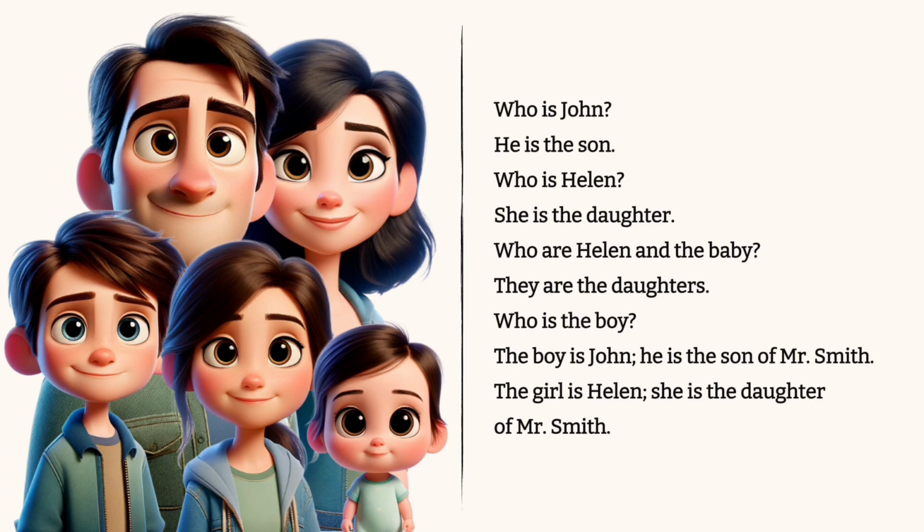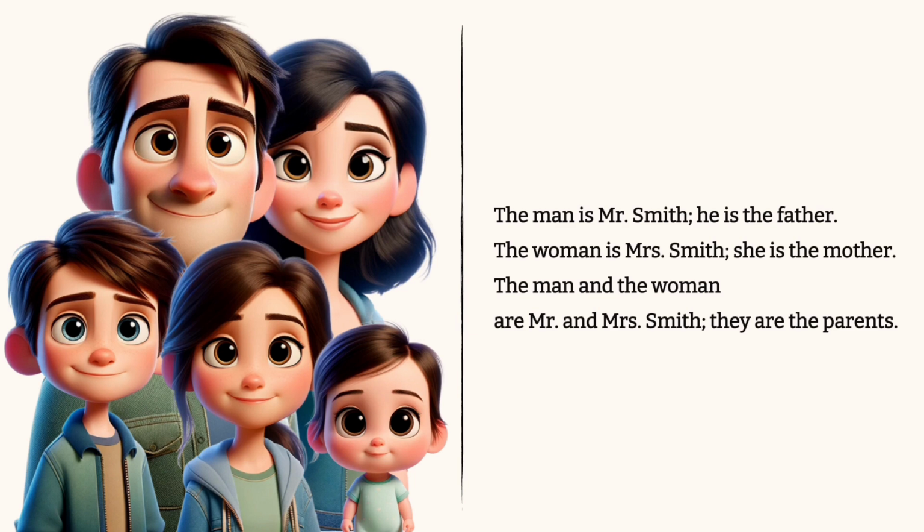Who is the boy? The boy is John. He is the son of Mr. Smith. The girl is Helen. She is the daughter of Mr. Smith. The man is Mr. Smith. He is the father. The woman is Mrs. Smith. She is the mother. The man and the woman are Mr. and Mrs. Smith. They are the parents.